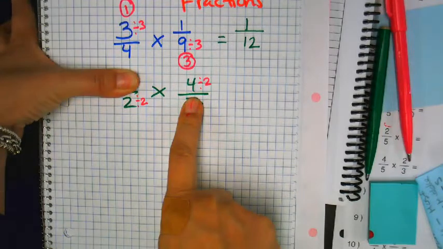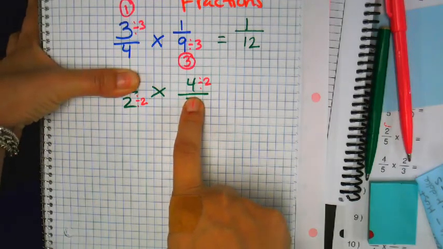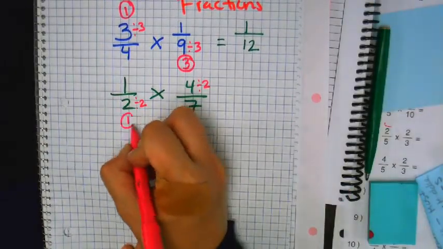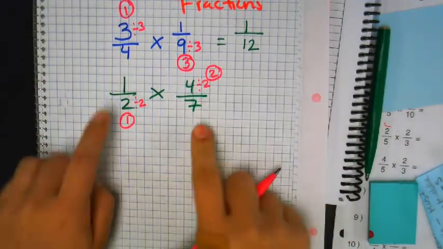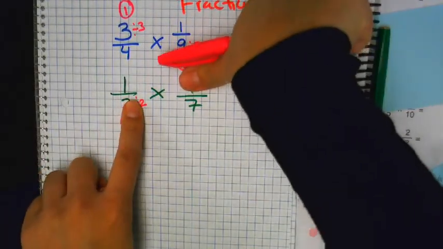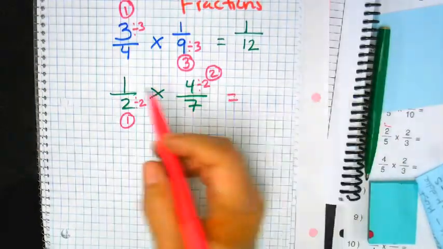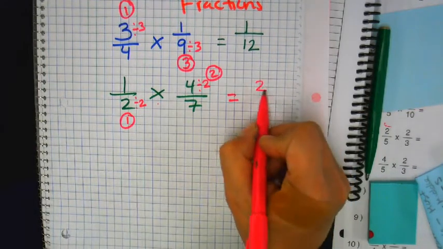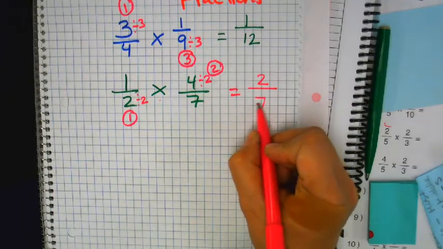What can I simplify the corners by? This shortcut only works for the corners. 2 divided by 2? 1. 4 divided by 2? 2. Check your other corners. 1 and 7. Nope. So now we multiply straight across. What's 1 times 2? 2. What's 1 times 7? 7. And you're done.